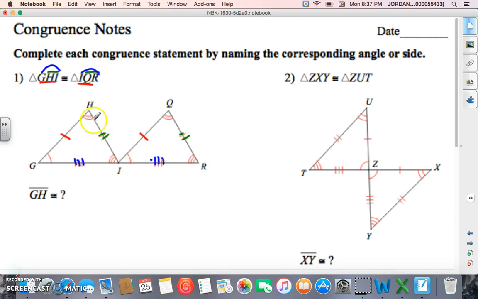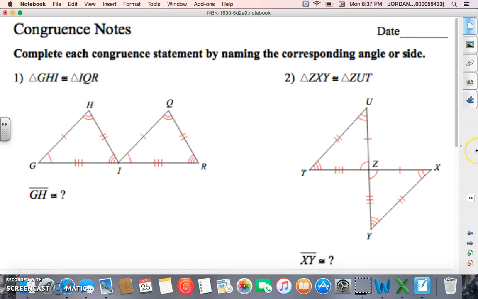So it's important. The order of this stuff matters. You wouldn't want to say triangle GHI is congruent to triangle RQI. That's not true, because you're telling me different sides correspond and different angles correspond that don't correspond to each other. So it's very important that you make sure that you keep the order of these things correct.